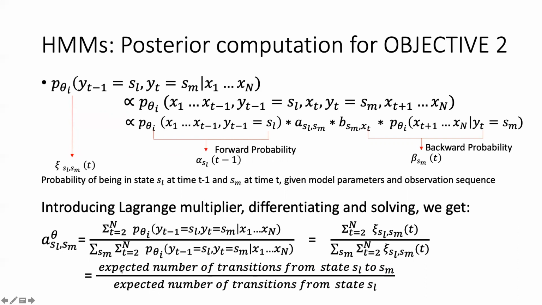The solution is similar to the solution we arrived at during the supervised approach, where we have the number of transitions from state SL to SM. Since in unsupervised learning we don't have access to the label data, what we did here is to estimate it and approximate it using the soft labels. That's the difference from supervised to unsupervised approach.